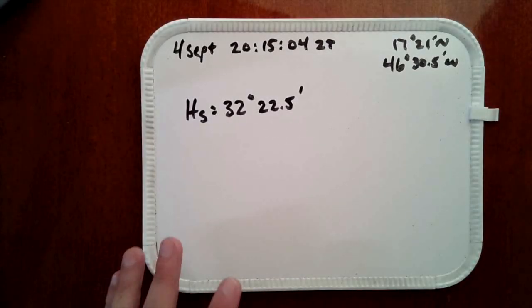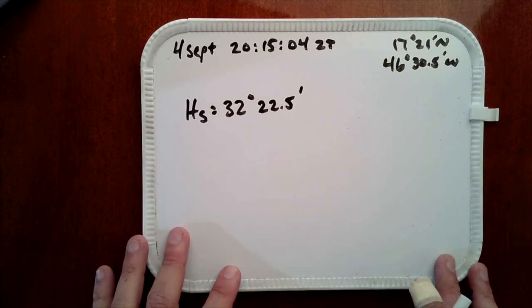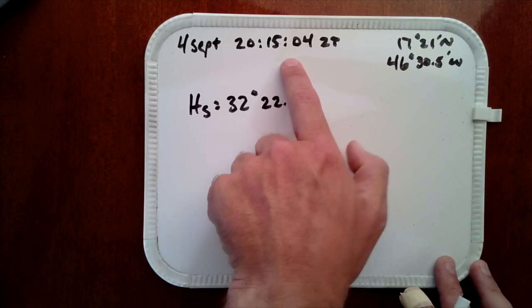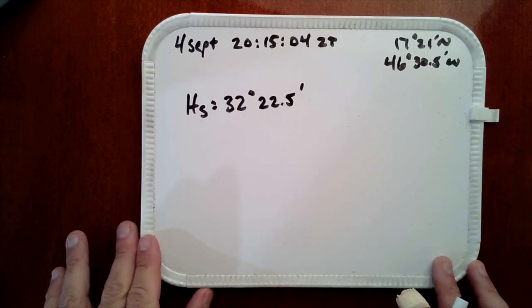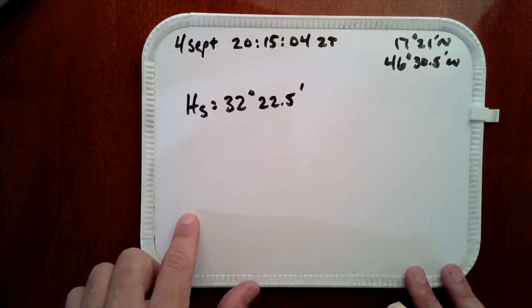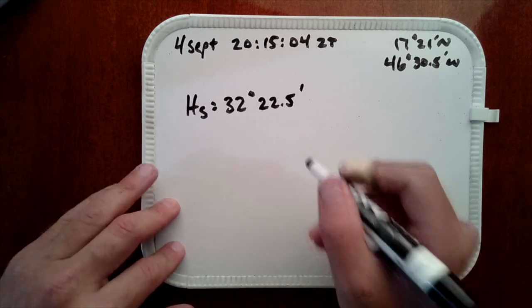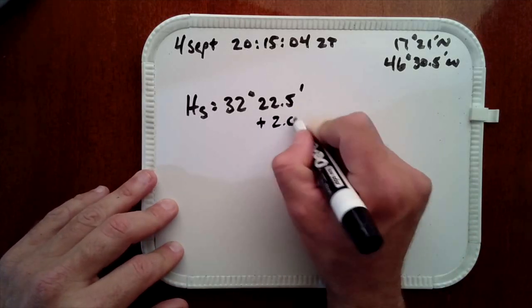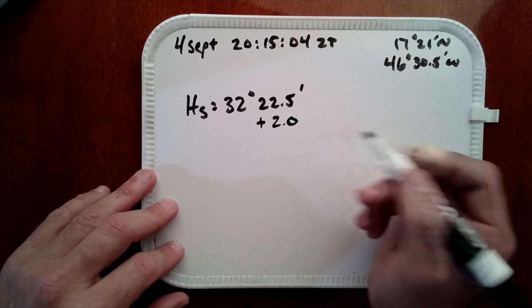For this example, we've shot a star, the star Antares. We observed a sextant height of 32 degrees 22.5 at this time and at this DR location. So step 1, we need to convert this to our HO. Our index error, as given in the problem, says that we need to apply an index correction of plus 2.0, and our height of eye was 10 feet.